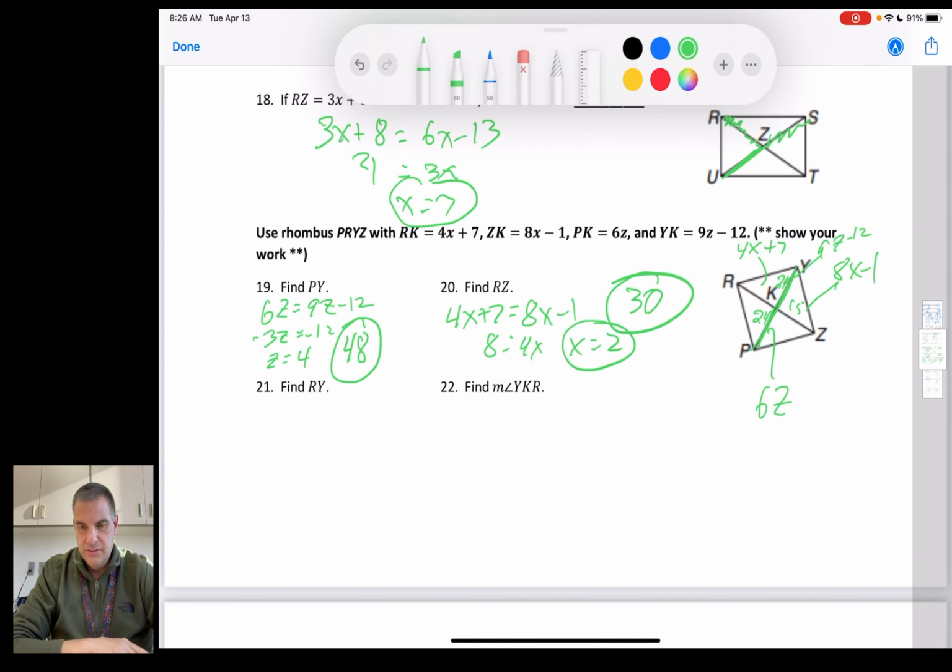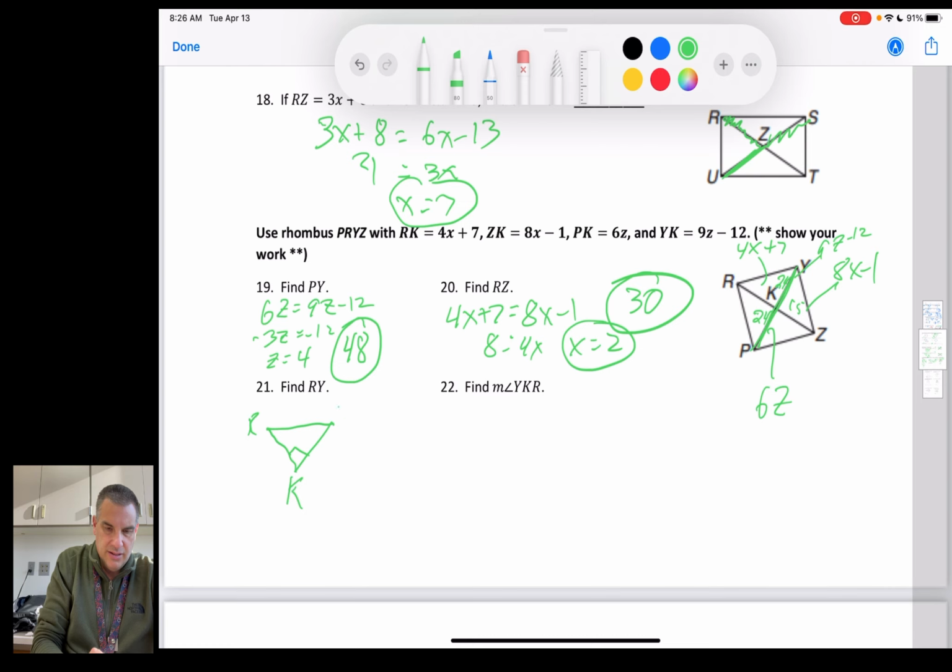The next one asks you the distance from R to Y. Okay, so RY is right here. We've got this little shape going on. We know that's a right angle. And this is R, this is K, this is Y. We know that this is 24, and we know that this is 15. We have to find this one, so we're going to use the Pythagorean theorem. So 24 squared plus 15 squared is going to equal RY squared.